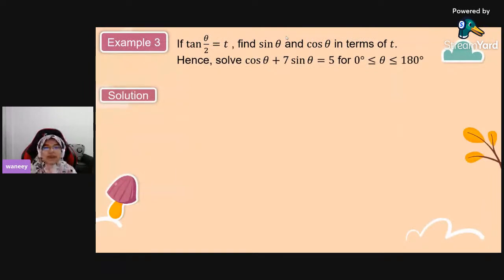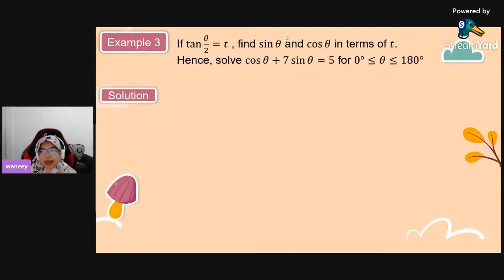Okay, so now if tangent theta over 2 is equal to t, find sine theta and cos theta in terms of t. So they simply want us to do the t substitution. Hence, solve cos theta plus 7 sine theta equal to 5 for theta in between 0 and 180 degrees. Okay, so now let's see.